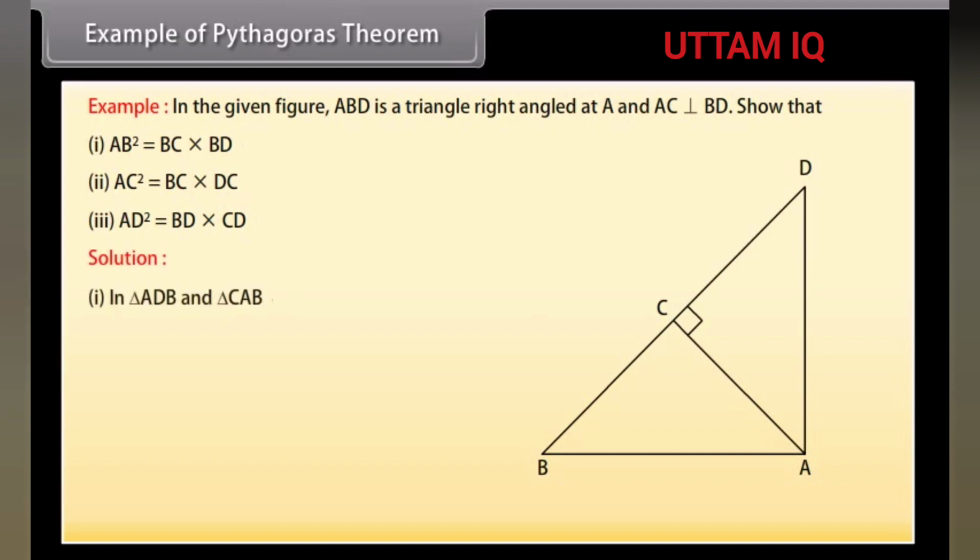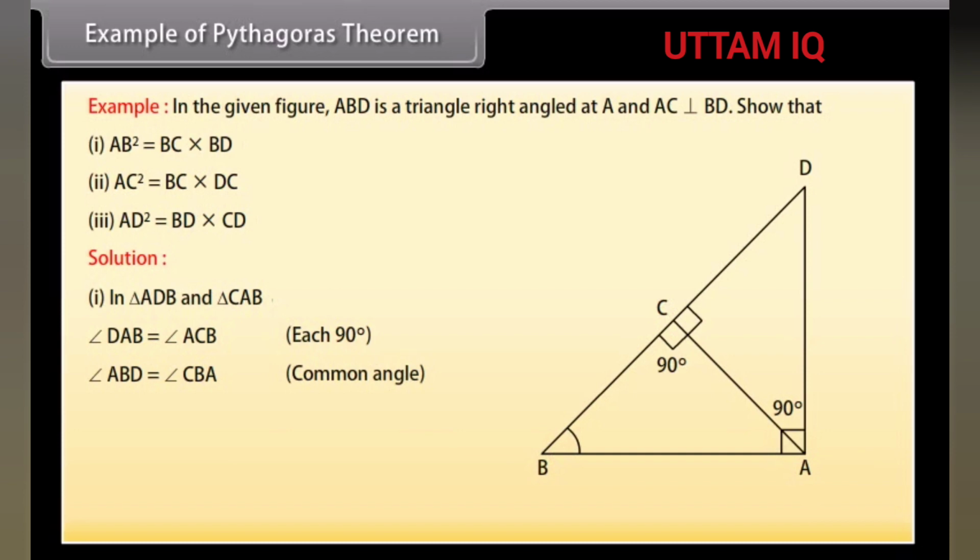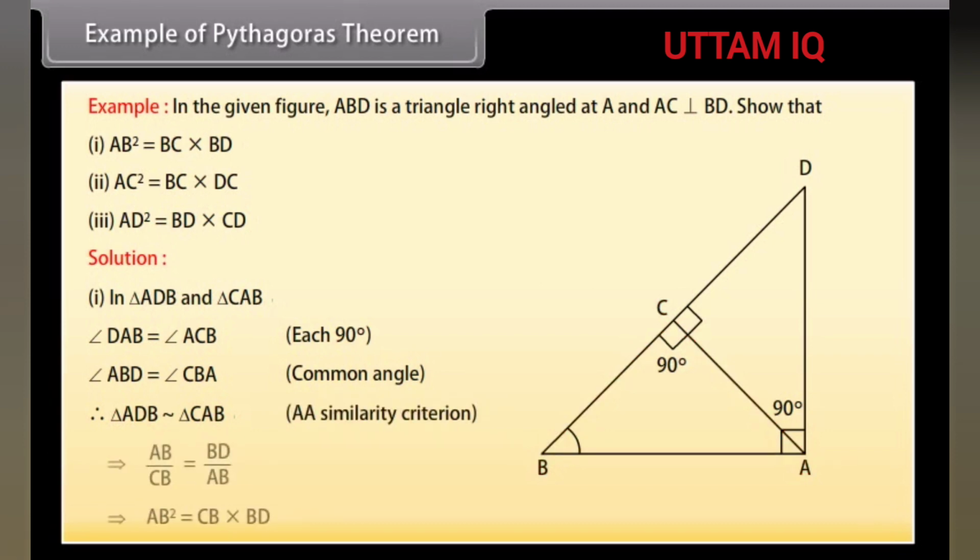Solution. 1. In triangle ADB and CAB, angle DAB equals angle ACB, each of 90 degrees. Angle ABD equals angle CBA, common angle. Therefore, triangle ADB is similar to triangle CAB by AA similarity criterion, which implies AB square equals CB into BD.